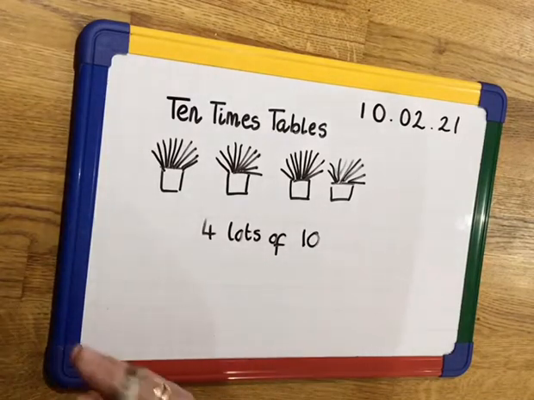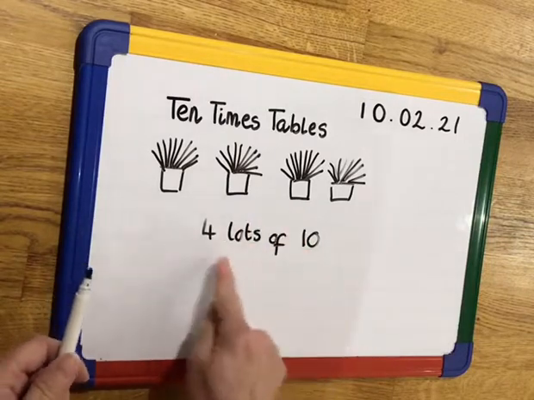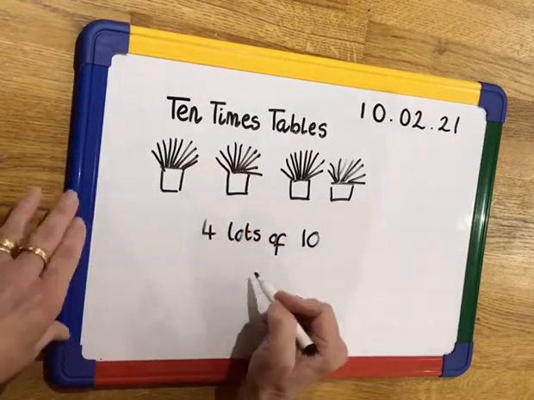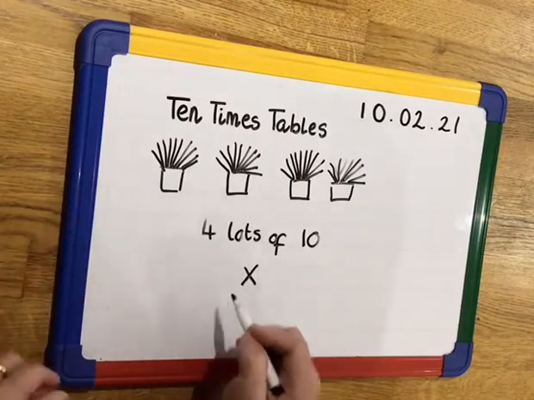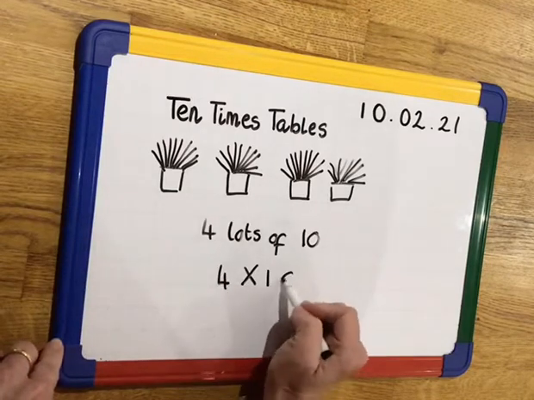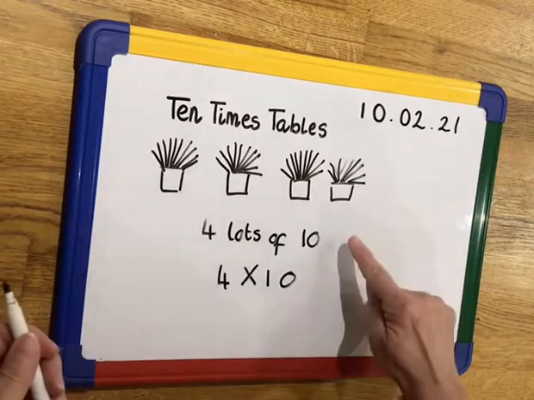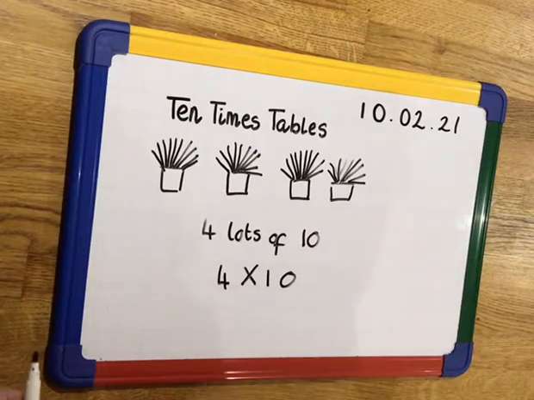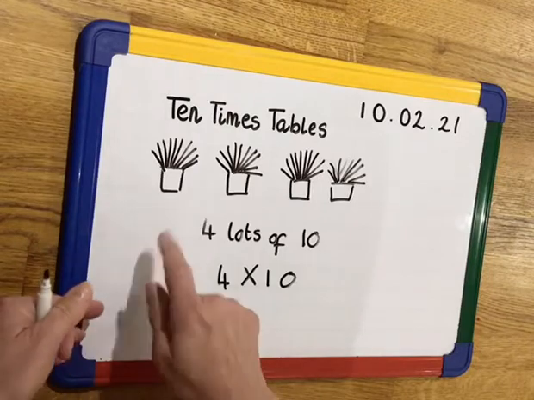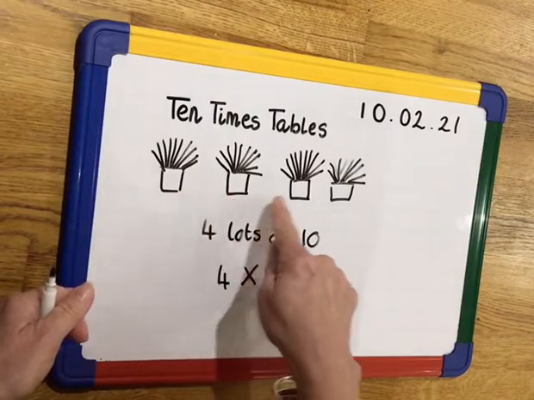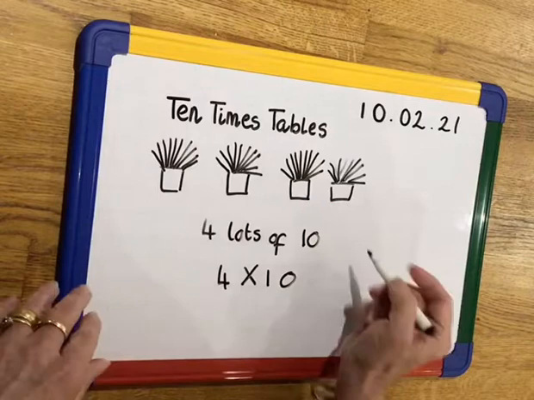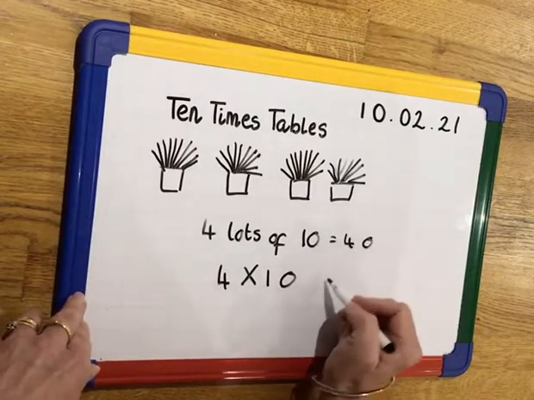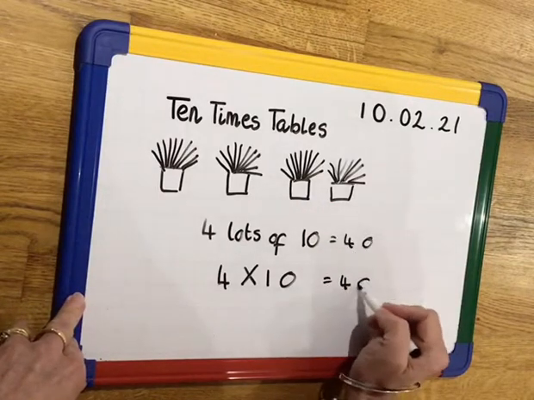So, I know that I can swap the lots of symbol or lots of words for the multiplication symbol. So I can say I've got 4 times 10. 4 lots of 10 is the same as 4 times 10. And I can work out how many I've got by counting in tens. 10, 20, 30, 40. 4 lots of 10 is 40. 4 times 10 is also 40.